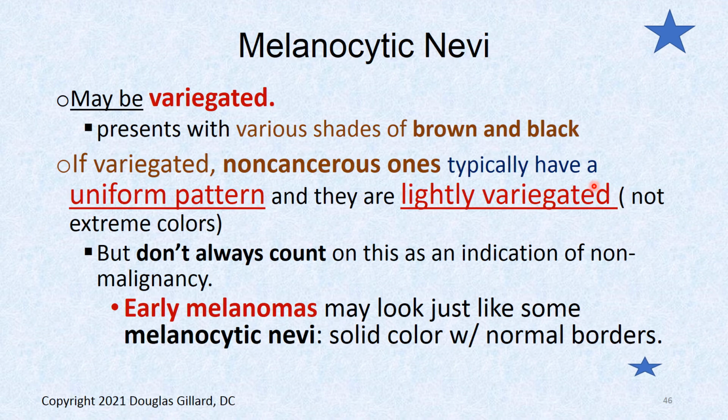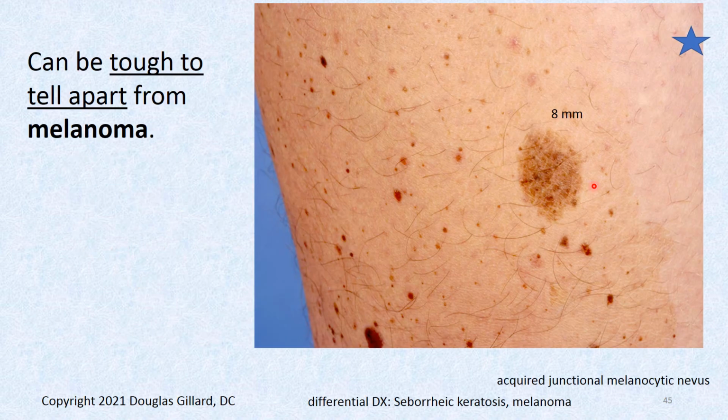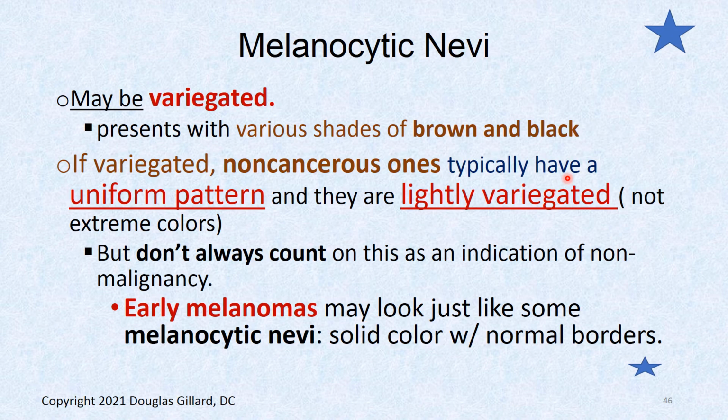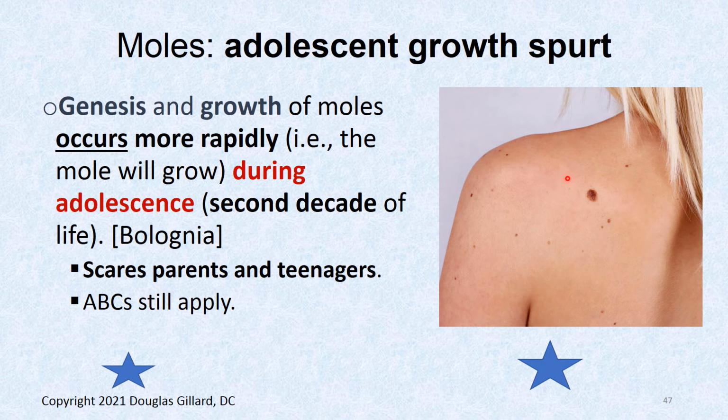They may be variegated, as we just saw. That's a variegated nevus. That's a little unusual, but they can be, though it's usually not coarsely variegated. It's very faintly variegated. But you still have to go by the ABCs because that could be early melanoma. If it is melanoma, it's going to change size really, really quickly. That's the way you can tell it's melanoma. If it's just a mole, it sits there and does nothing.